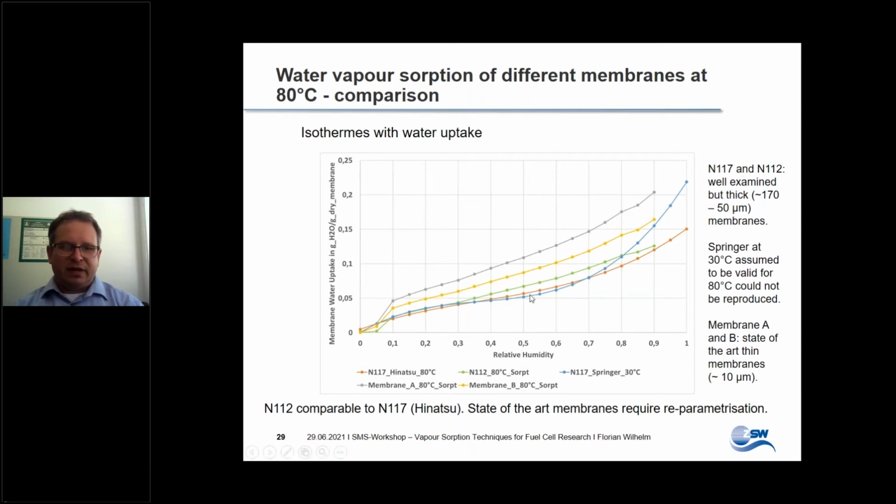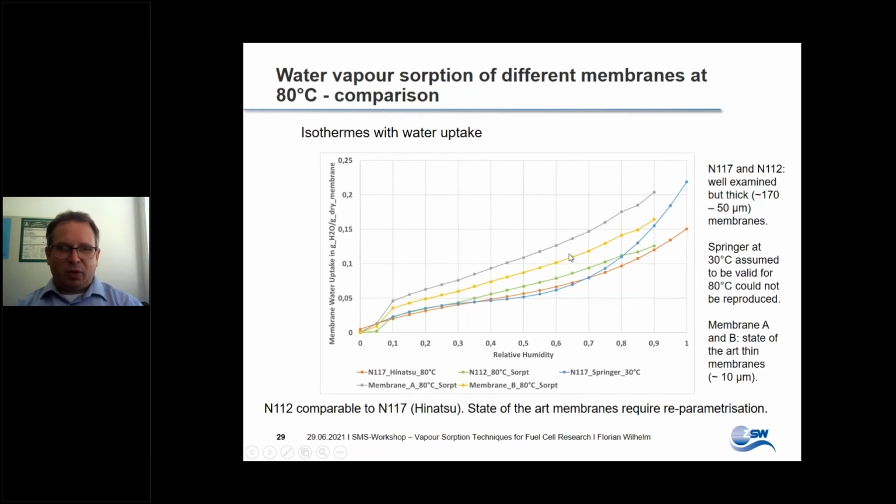And as you can see, there are quite some distinct differences. For the Nafion 112, our measurements fit, or let's say the curves from literature for the N117 fit the measurement for the N112, at least for the trends and the low RH values quite nicely. For the high RH values, you see some deviation, especially for the Springer case.